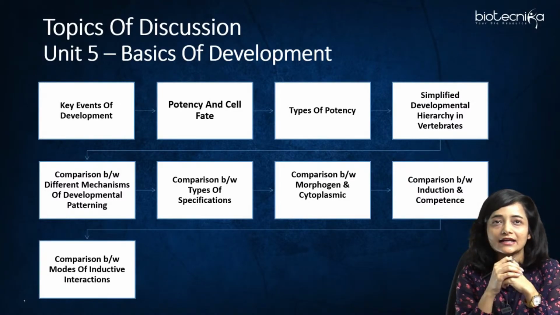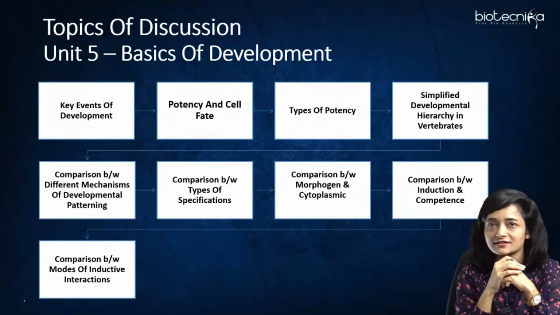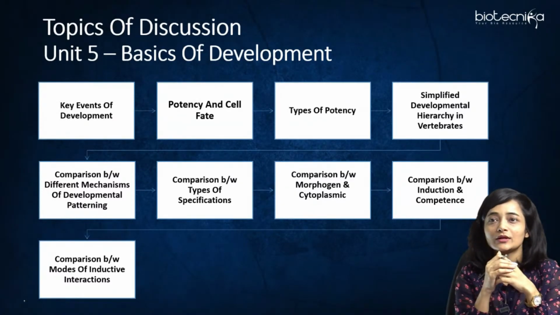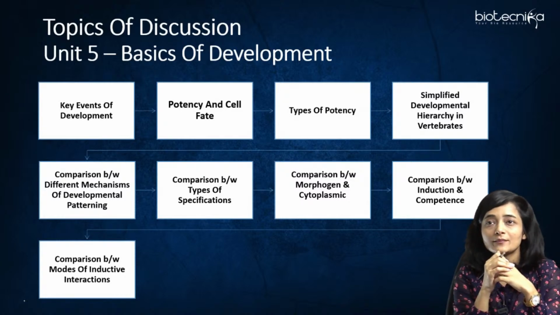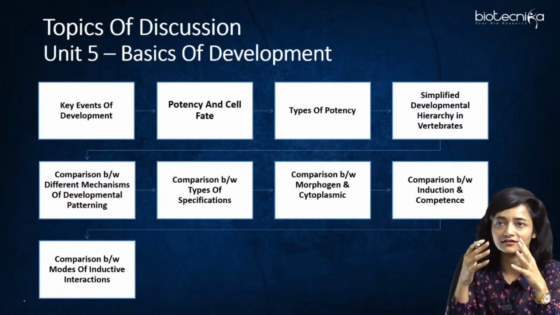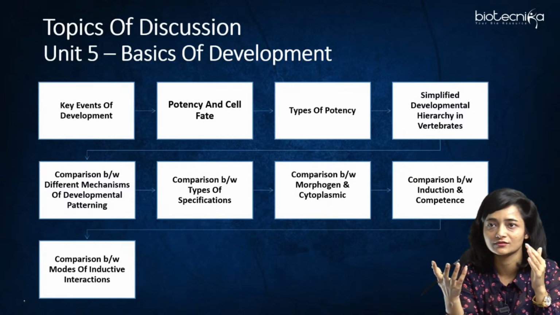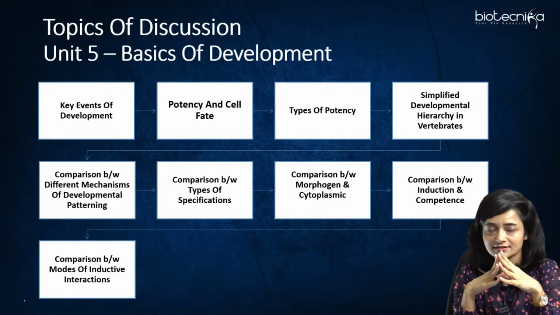So we'll be starting, and the topic of the discussion would be from Unit 5, the basics of development. Here we'll be discussing the key events that take place in the development process. Then there will be what is potency, what is cell fate, what is cell lineage. We'll understand these terms, and we'll learn about the types of potencies. Then we'll come to the simplified development hierarchy in vertebrates, where there are ectoderm, mesoderm, and endoderm, right? The three germ layers. We'll discuss which germ layer produces which kind of organs or tissues.